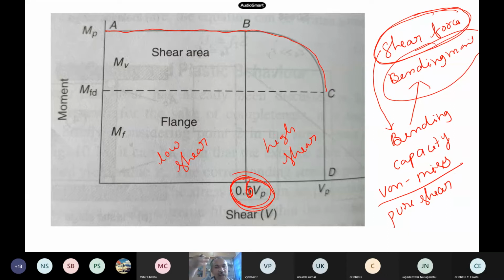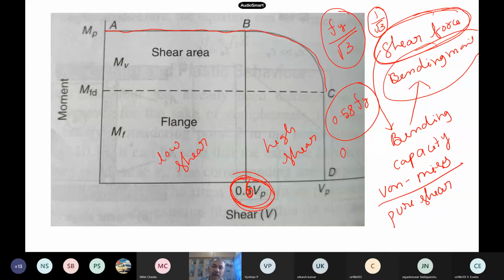You remember, right? In the shear failure in the bolts, we have seen what happens in the von Mises criteria: 1/√3. Suppose Fy is the yield strength in tension, so Fy by root 3 comes into the picture. If you calculate 1 by root 3 on your computer, this number turns out to be 0.58 times Fy actual. If you round it off, say 0.6 times Fy, where Fy is the yield strength of the material.